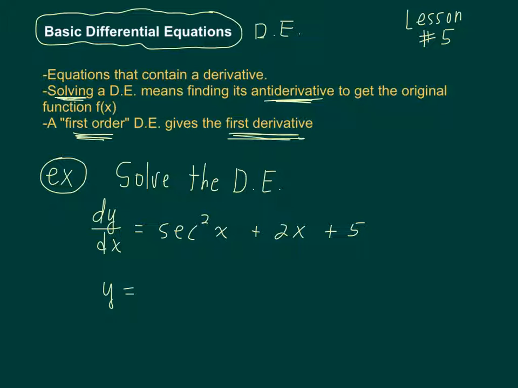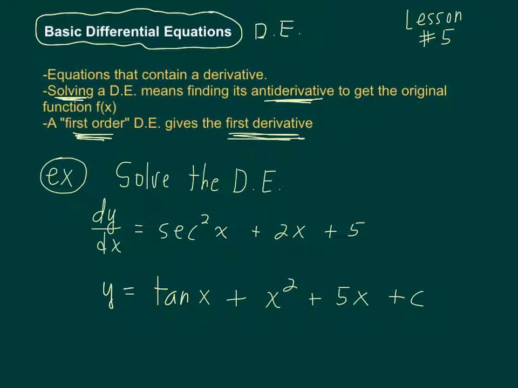So we know if we were to integrate this, we would have tangent of x, right? That's the integral of secant squared. This 2x would become x squared, right? Those 2's would cancel out. Then you'd have a plus 5x and then a plus c.